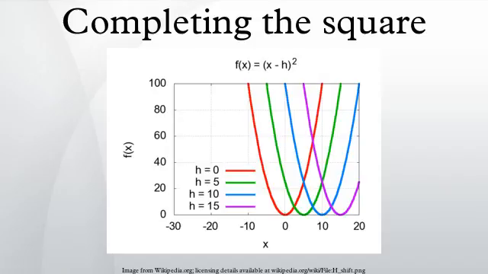When the x squared has a coefficient other than 1, the first step is to divide out the equation by this coefficient.